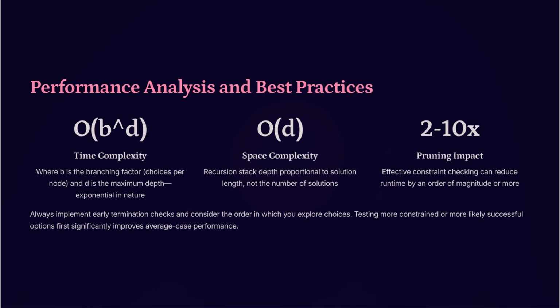Backtracking's time complexity is O(B^D), where B is the branching factor and D is the maximum depth, making it exponential. Space complexity is O(D), tied to recursion stack depth. Pruning can reduce runtime by 2 to 10 times. Implement early termination checks and prioritize exploring constrained or likely successful options to enhance performance.